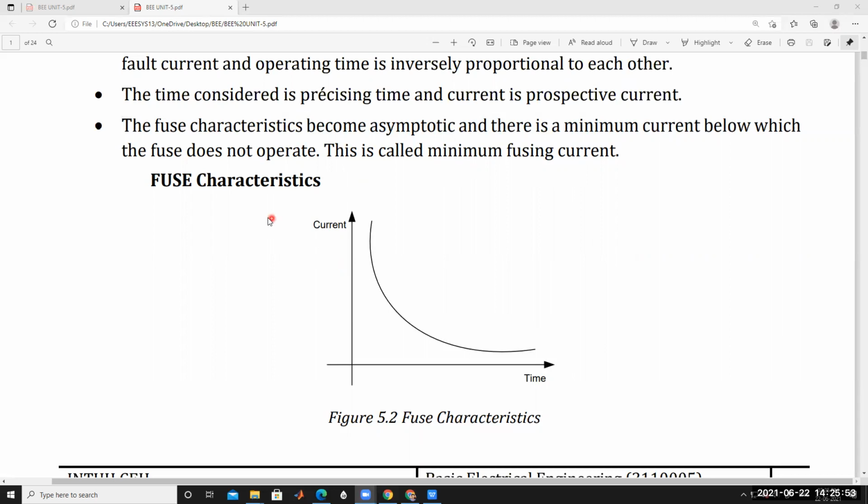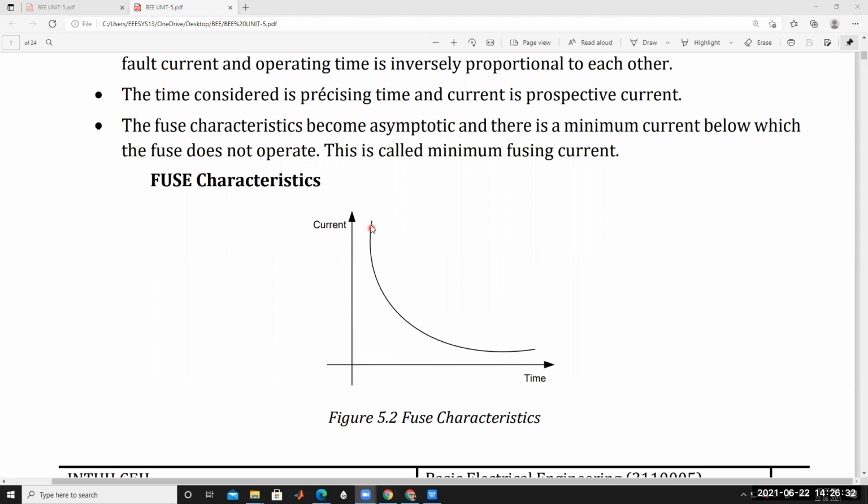Okay, this is the characteristics of a fuse. If the time is more, that means the current flowing through the device is very less. So here the fuse may or may not operate, and there is no problem because the current flowing through the device is very less. But here, at this time, the current is maximum, so the fuse must operate within a very, very short time. If the fault current is very less, the fuse operates after a certain time, so there is no problem to your home appliances.